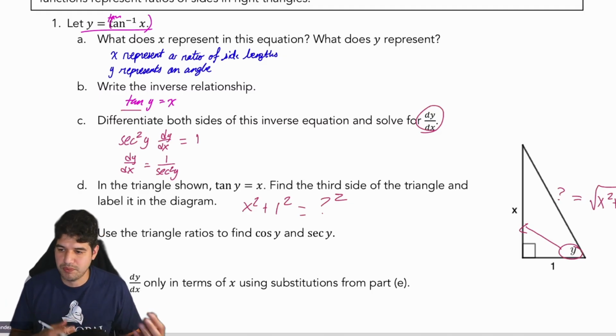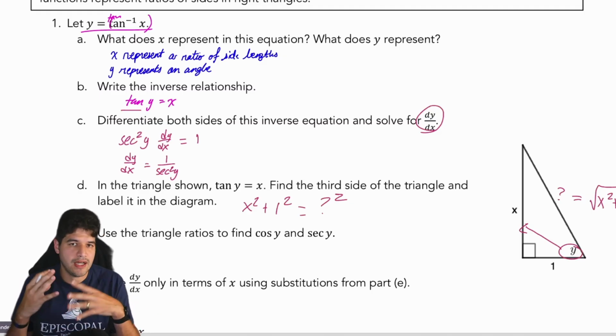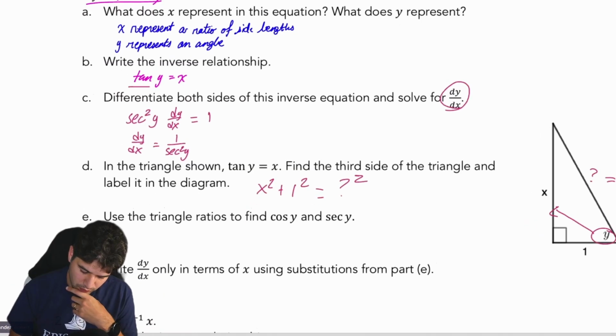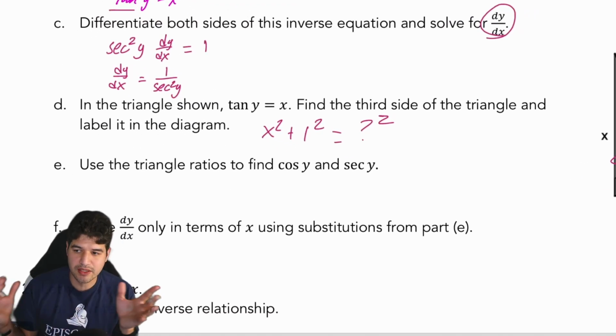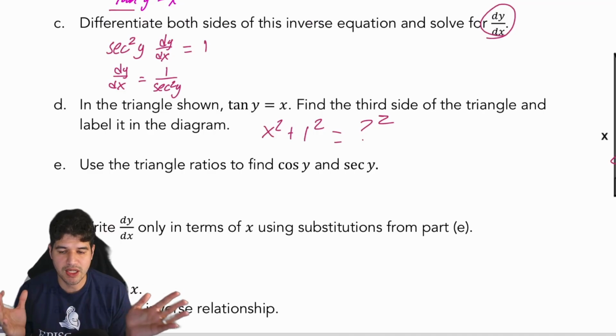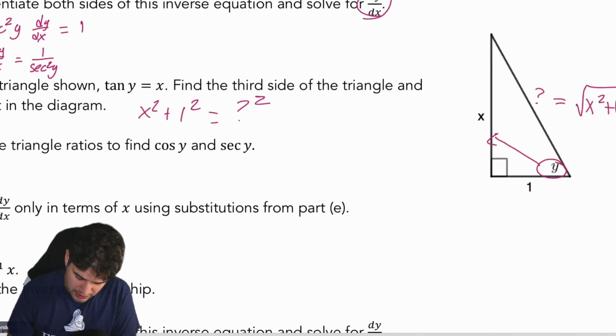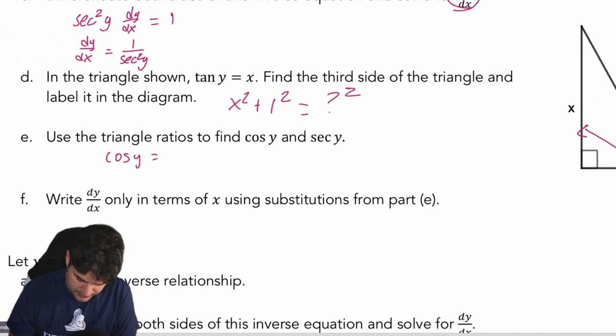All right, so x squared plus 1 squared. The square root of the hypotenuse is going to get us the square root of the sum of both sides squared. Okay, so now we want to keep thinking about this. Using that little triangle over there, we have cosine of y and secant of y. So what is cosine? Well, cosine is going to be adjacent over the hypotenuse. So cosine of y is the adjacent divided by the hypotenuse, so 1 over the square root of 1 plus x squared.